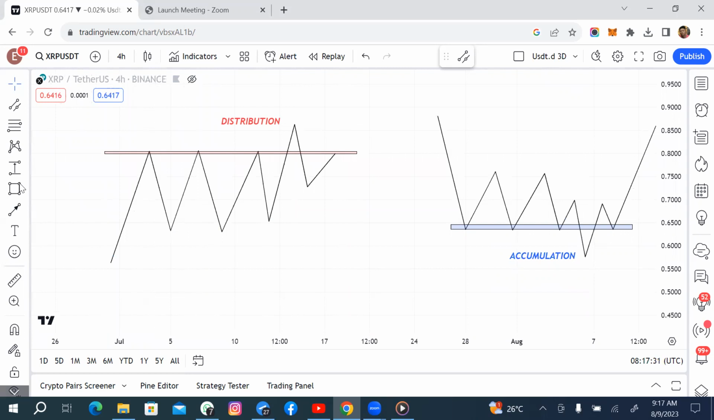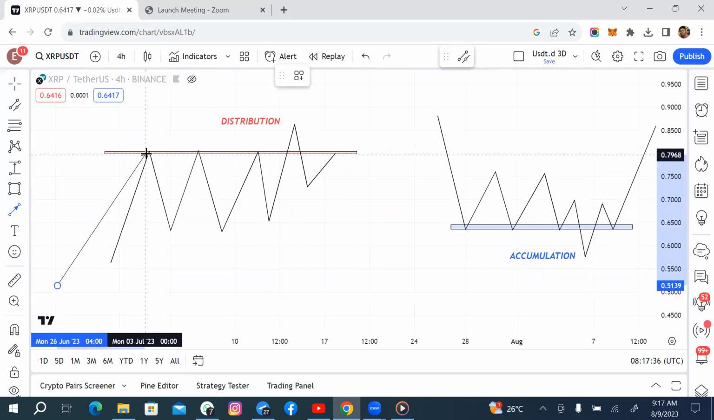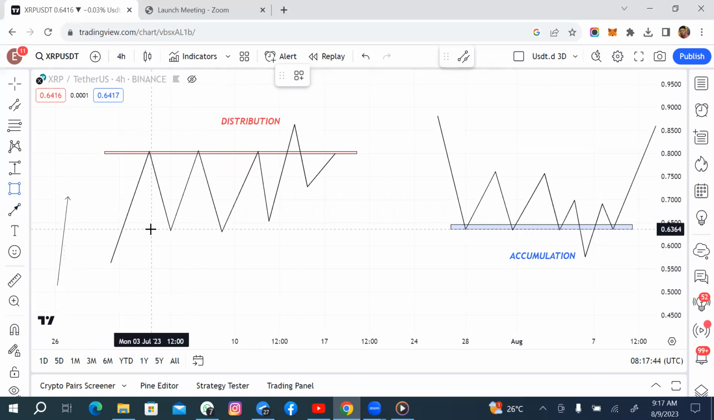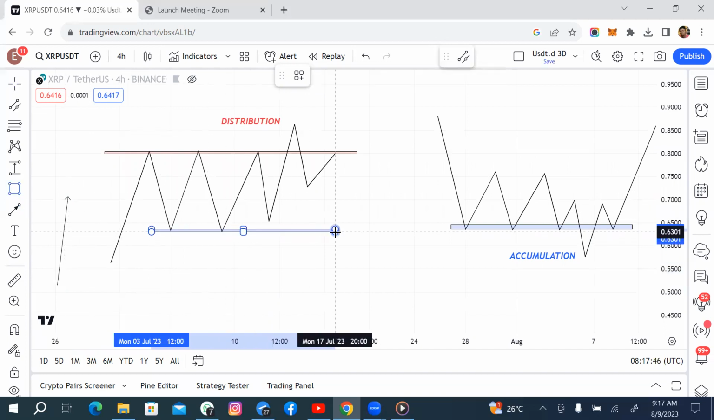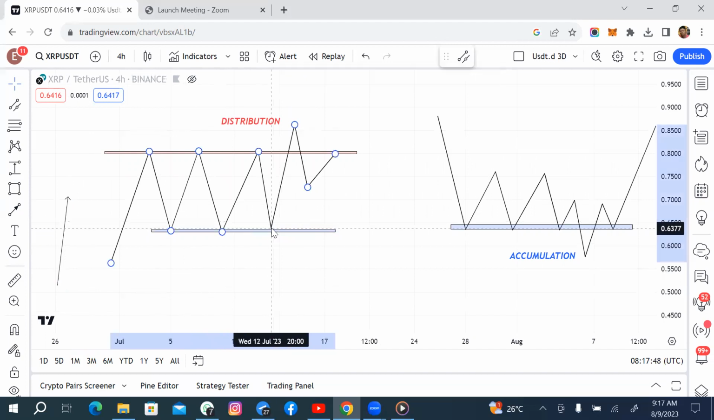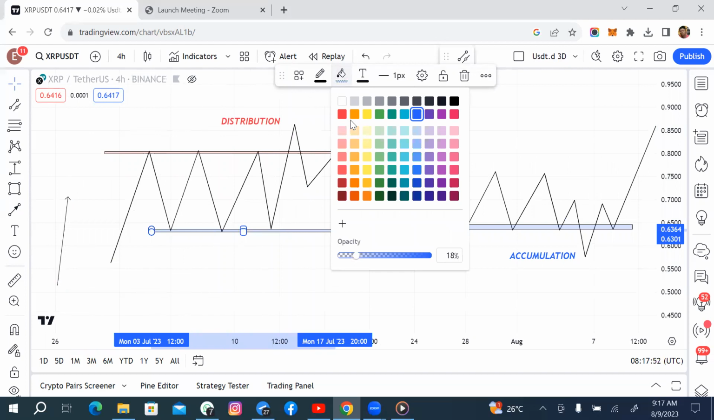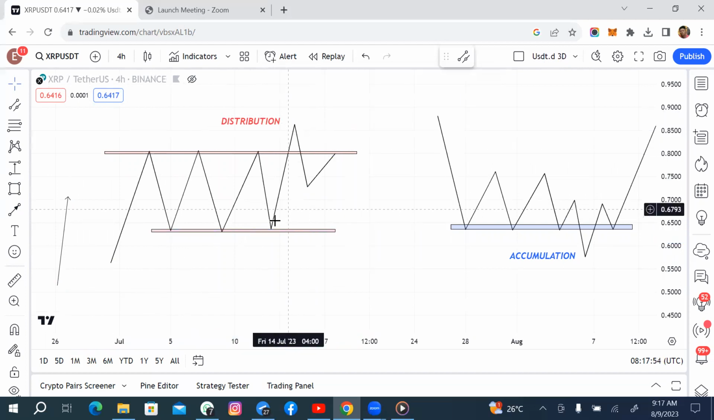Now, these basic schematics simply mean that we had a push to the upside, right? And then we had a range. We had a range right here, a bound range. I'm just going to map this range right now, and then we have this range, right?